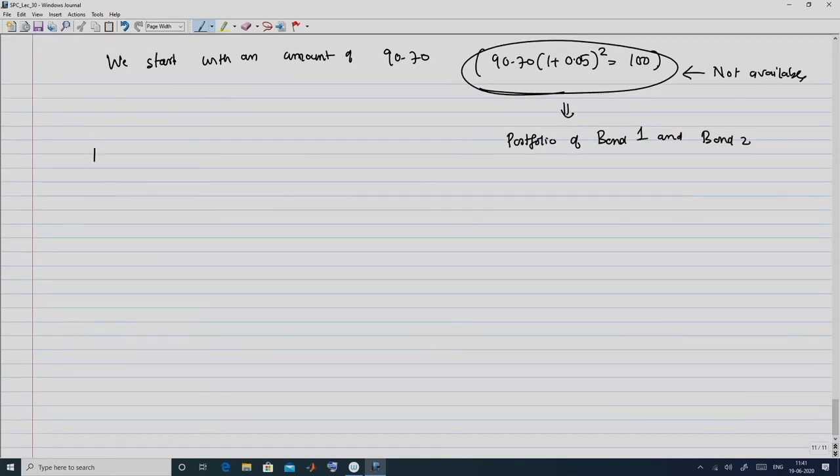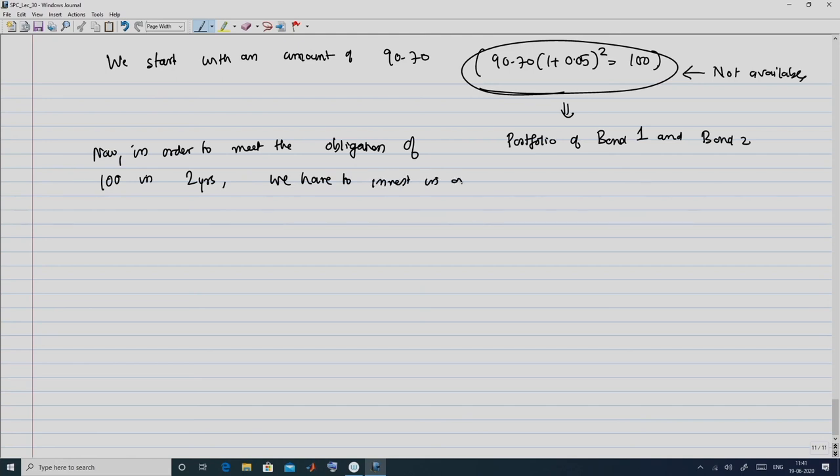All right, so now in order to meet the obligation of 100 in 2 years' time, we have to invest in a portfolio of bonds by immunization, or what is known as matching duration. So we've already seen that the duration matching has to be done.